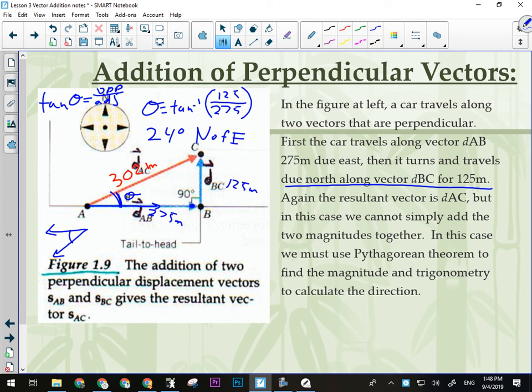So my final answer would be 302 meters at 24 degrees north of east. That would be my overall displacement for that vector. All right, perpendicular vectors, okay? It's nothing you haven't done in junior high geometry. I guess you'll be able to handle that pretty well.